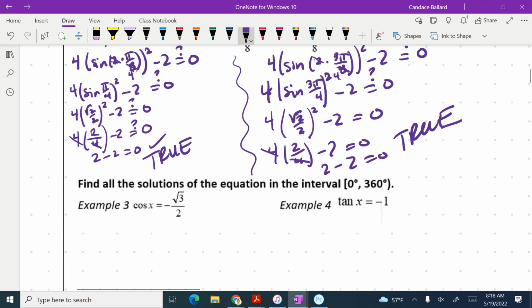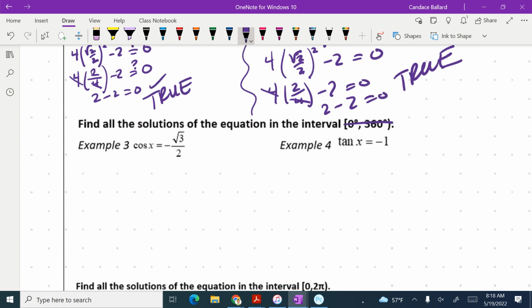Okay. All right, we're going to change the instructions a little bit. We're not going to do degrees. We're going to go ahead and do radians on all of them. It's basically going to be the same instructions as the last one. So 0 to 2 pi. And notice for our answers, technically the way that this is reading is that 0 is included and that 2 pi is not included.